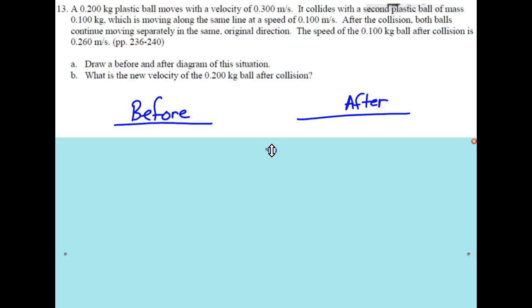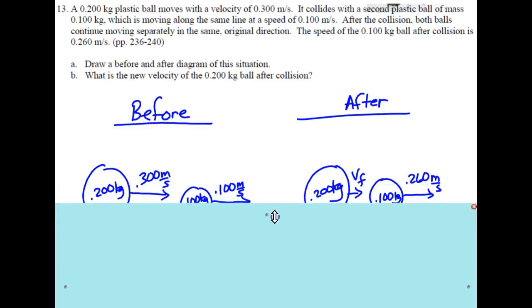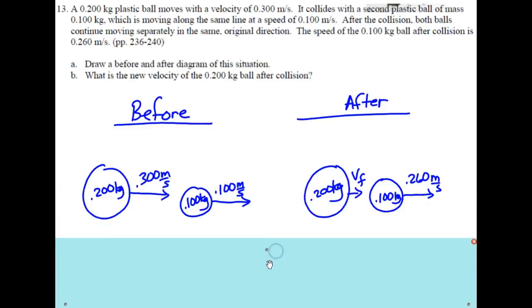What objects, if any, have momentum beforehand? And the answer to that is both, and they are separate. So we have our 0.2 moving at 0.3, our 0.1 moving at 0.1 meters per second in the same direction. Okay, so these two are moving in the same direction. This one moves faster than this one, catches up to it, hits it, and after we have our 0.2 kilogram that we're trying to find the final velocity of, and we're told that our 0.1 kilogram continues at 0.260 meters per second.